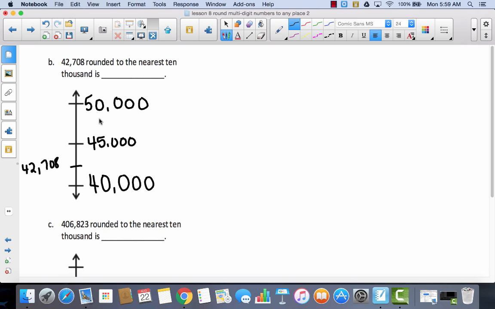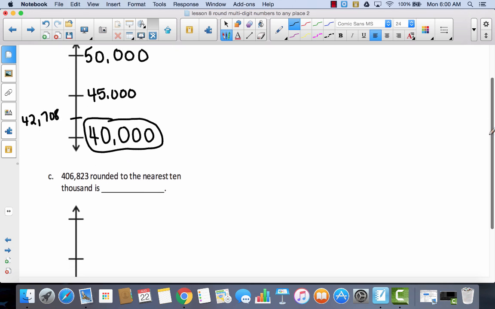All right, so I had to think about what was my midway point. So midway between 40 and 50 is 45. So midway between 40,000 and 50,000 is 45,000. And then I put 42,708 below 45,000 because the 10,000s are the same, so I had to look in the thousands place. Now, because it's less than the midway point, that means that the closest 10,000 is 40,000. Okay, so let's take a look at C.